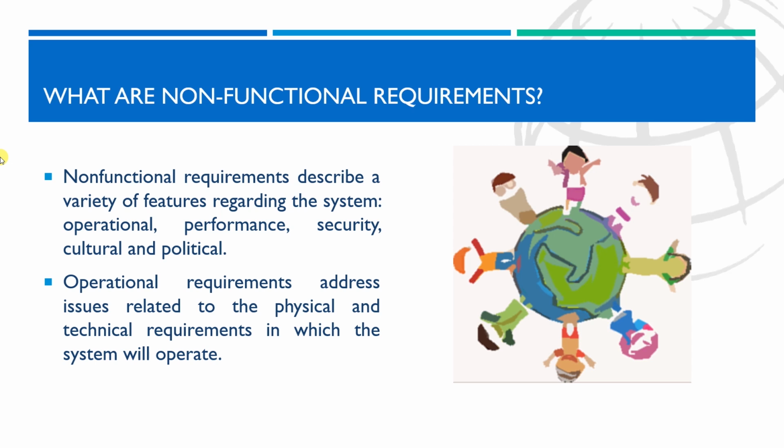Cultural and political requirements deal with issues related to the cultural and political factors and legal requirements that affect the system. These features do not describe business process or information, but they are very important in understanding what the final system should be like. Non-functional requirements primarily affect decisions that will be made during the design of a system. We will check this kind of requirements later here.